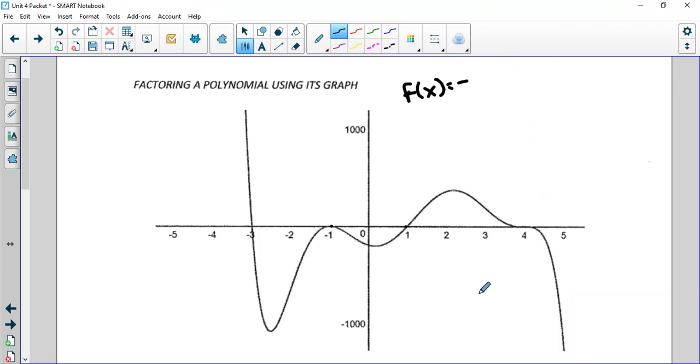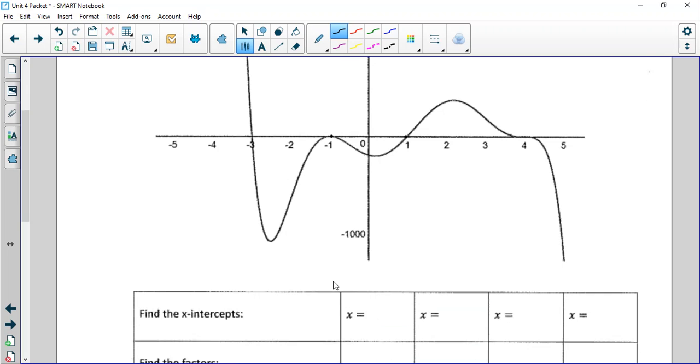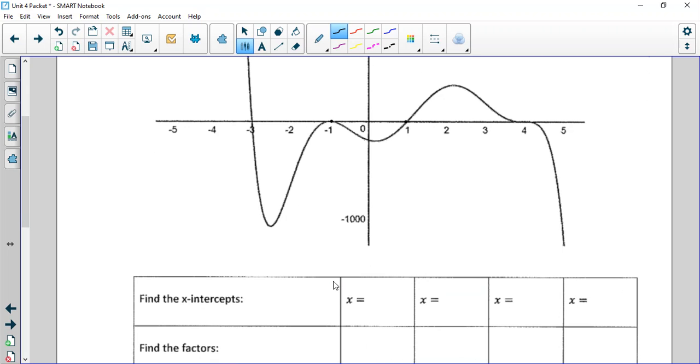And then we're going to come up with all these other things here. I do have a little chart here to keep us organized. It's not that difficult. It's just there's a lot of information, so it helps to keep it organized. We're going to first find the x-intercepts. So here there's an x-intercept at -3, okay? And there's an x-intercept at -1. There's an x-intercept at 1, and then there's an x-intercept at +4, okay?